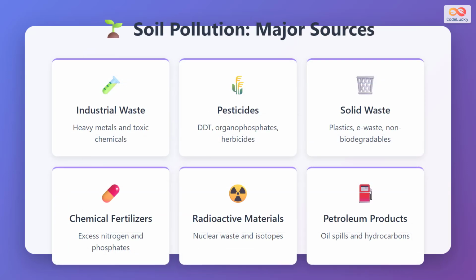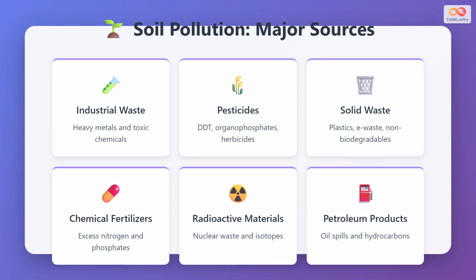Soil pollution degrades land quality through various contamination sources. Industrial waste introduces heavy metals like lead, mercury, and chromium, along with toxic chemicals that persist in soil for decades. Pesticides including DDT, organophosphates, and herbicides accumulate in agricultural soils, harming beneficial organisms and entering food chains.